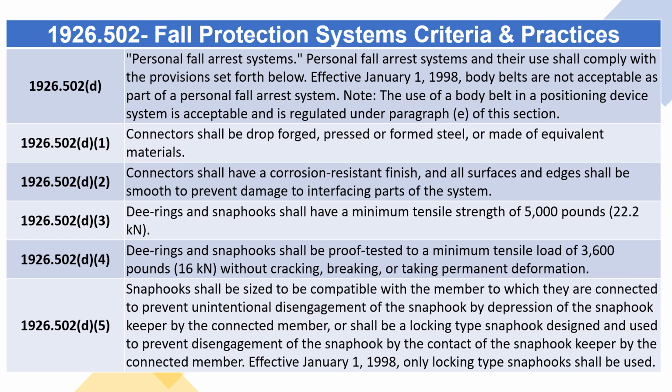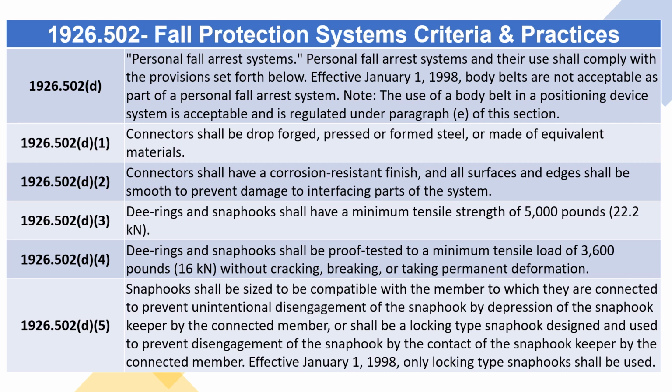1926.502(d)(3). D-rings and snap hooks shall have a minimum tensile strength of 5,000 pounds (22.2 kN). 1926.502(d)(4). D-rings and snap hooks shall be proof tested to a minimum tensile load of 3,600 pounds (16 kN) without cracking, breaking, or taking permanent deformation.